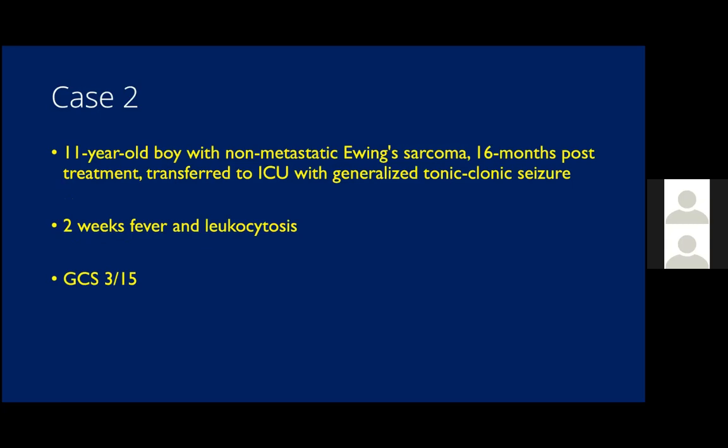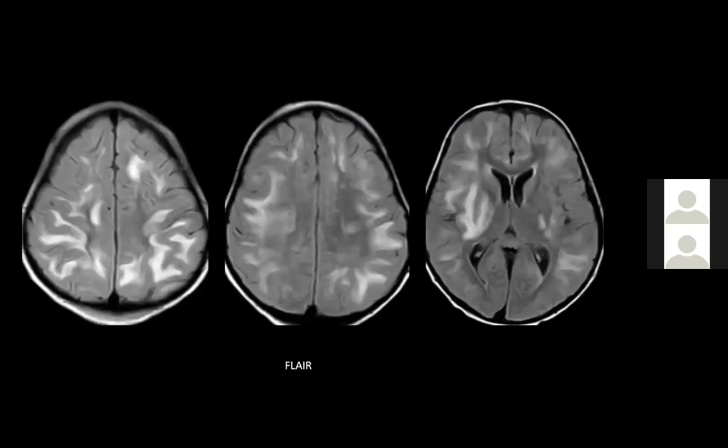So we have a case of an 11 years old boy with non-metastatic uveal sarcoma, 16 months post-treatment, and he was transferred to ICU with generalized tonic-clonic seizure and encephalopathy and decreased GCS. And he had fevers for 2 weeks and leukocytosis.